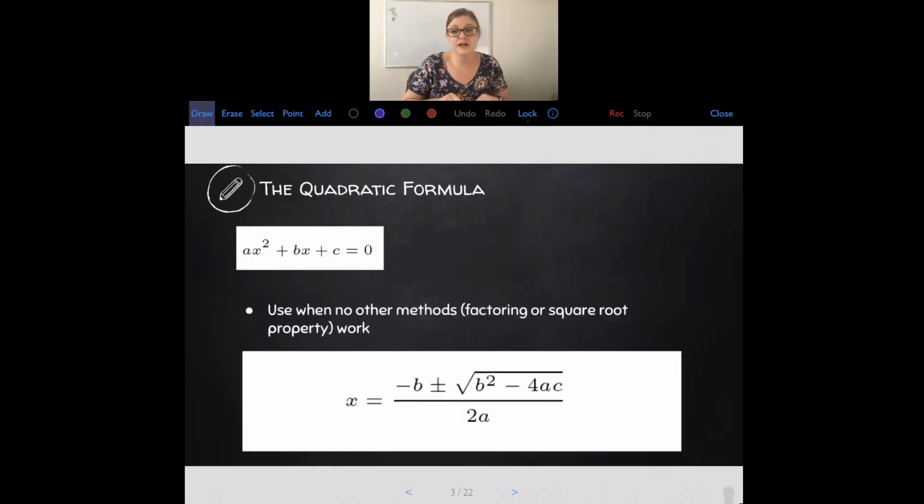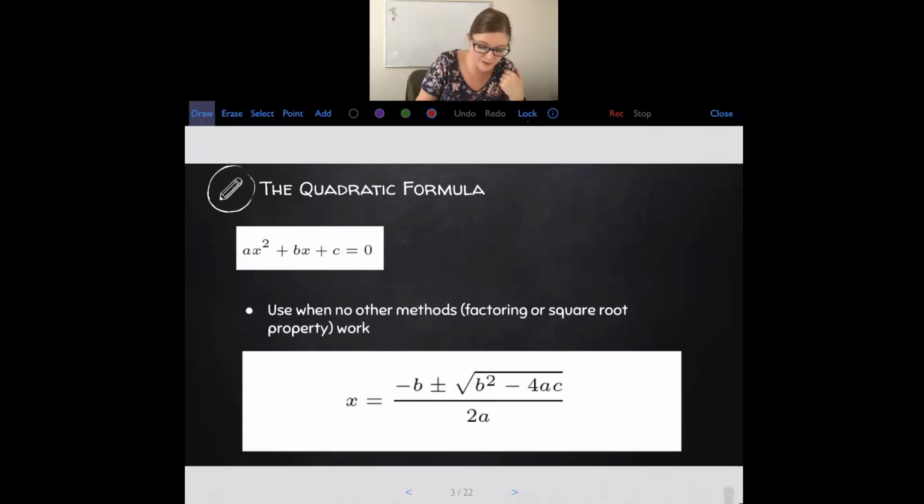Okay, so with the quadratic formula, we have to have a quadratic equation in the form of ax squared plus bx plus c, where a is the coefficient or number in front of x squared, b is the number in front of x, and c is the constant. So you can use the quadratic formula when no other methods work. If a quadratic equation can't be solved by factoring or the square root property, this is when you would use the quadratic formula.